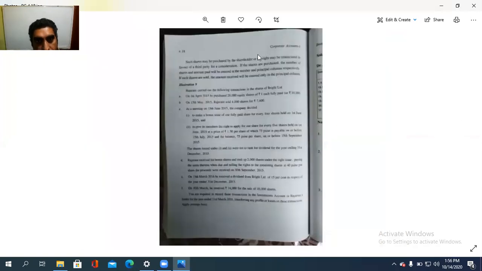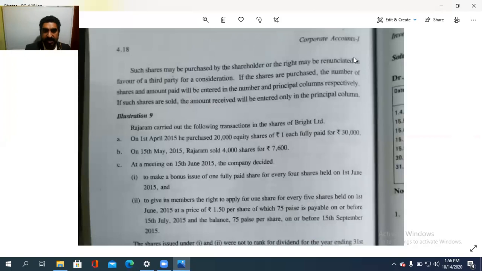Then such shares may be purchased by the shareholder or the right may be renunciated in favor of a third party for a consideration. If the shares are purchased, the number of shares and amount paid will be entered in the number and principal columns respectively. If such shares are sold, the amount received will be entered only in the principal column.